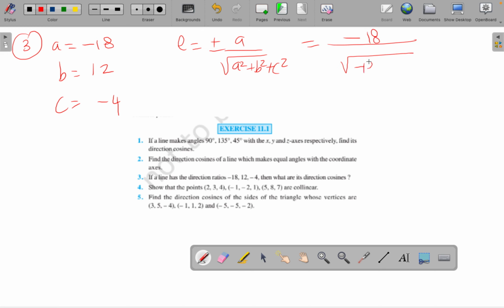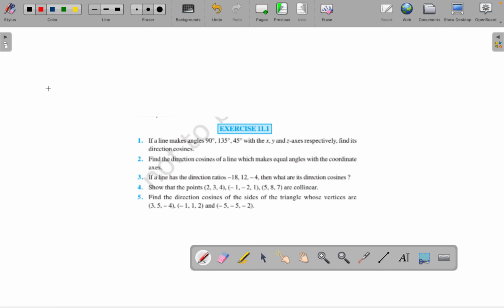So whichever sign is given, -18 square plus 12 square plus -4 square. Similarly, m will also be 12 upon the same denominator, and n will also be -4 upon the same denominator. That is how you will find question number 3. Now, question number 4, children. Show that the points are collinear.